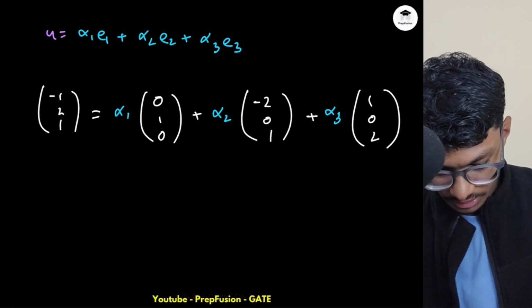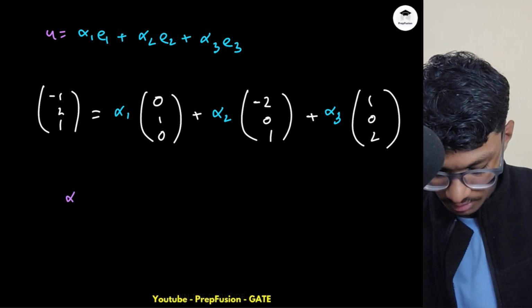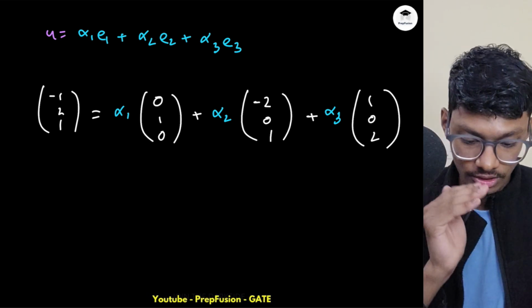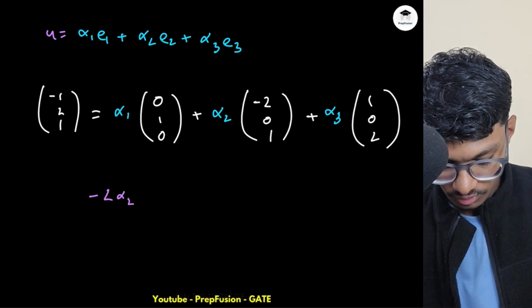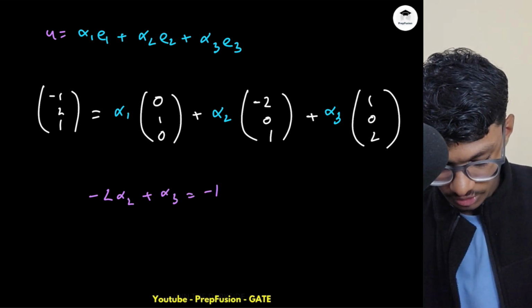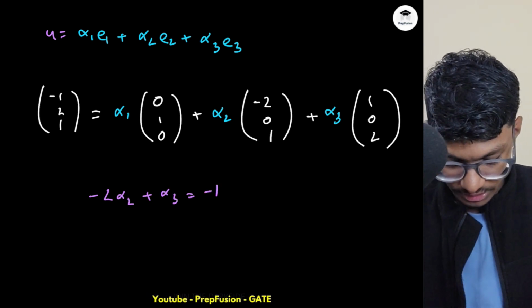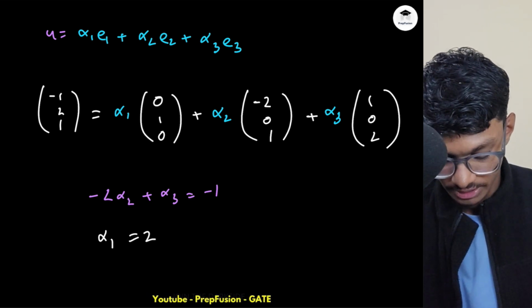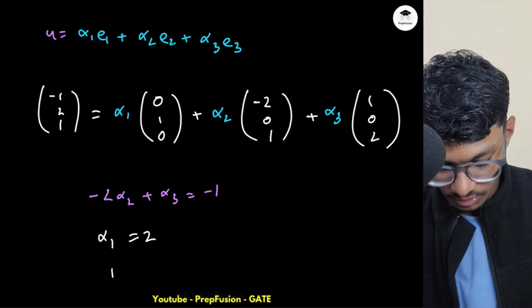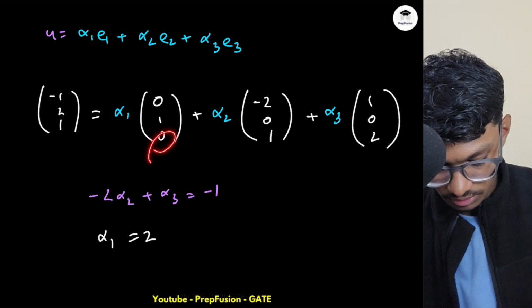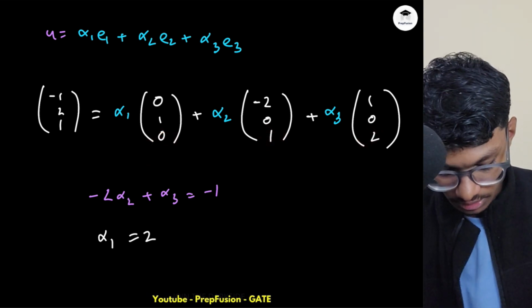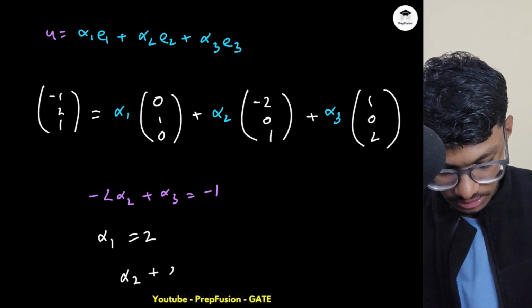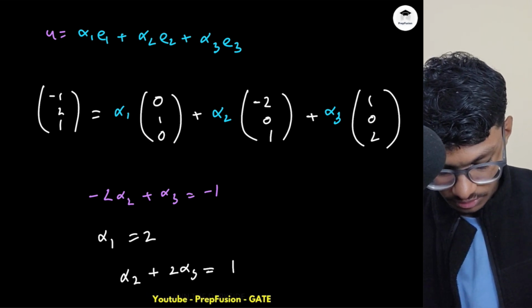So basically, the first row I can equate: minus 2 alpha 2 plus alpha 3 equals minus 1. Fine. Let's equate the second row. Only alpha 1 is left, which equals 2, so that is good. Let's equate the third row. This is 0, this is 1, this is 1. So again, alpha 2 plus 2 alpha 3 equals 1.